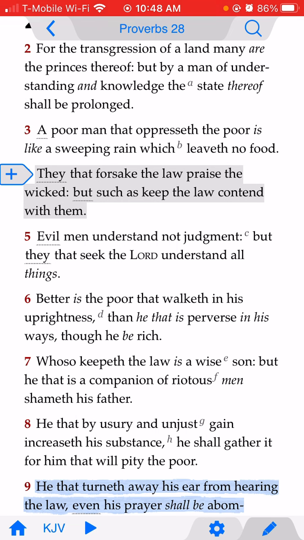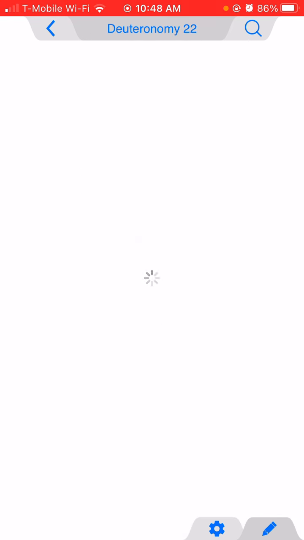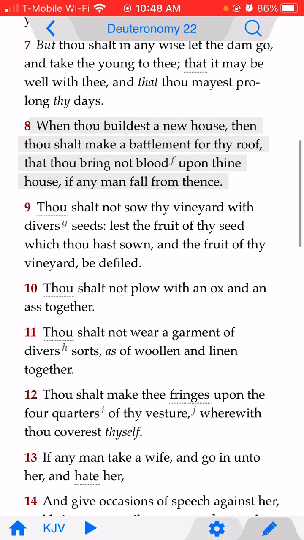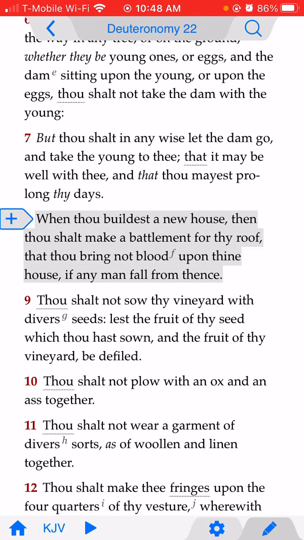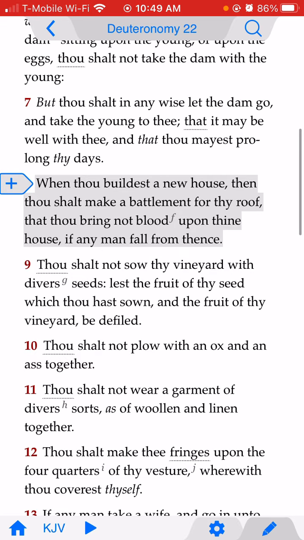So with that, all praises to Yahweh. It's been a quick breakdown. And that's a simple commandment. It's something like, okay, I didn't know that. Or, damn, I forgot about that law. Deuteronomy chapter 22, verse 8. So we had to have a parapet, a battlement on our roof.